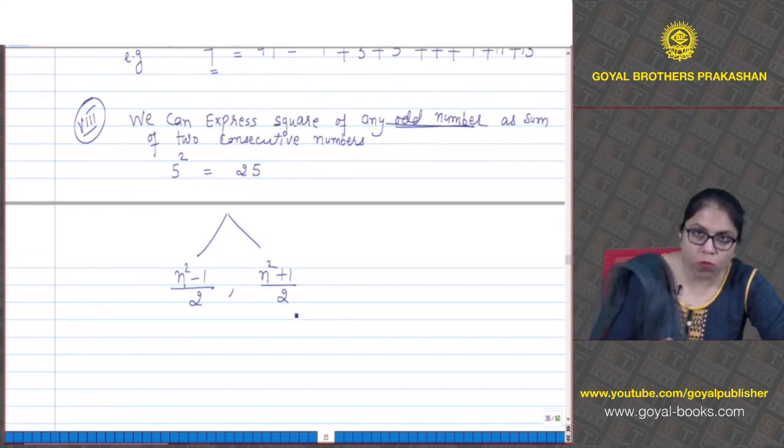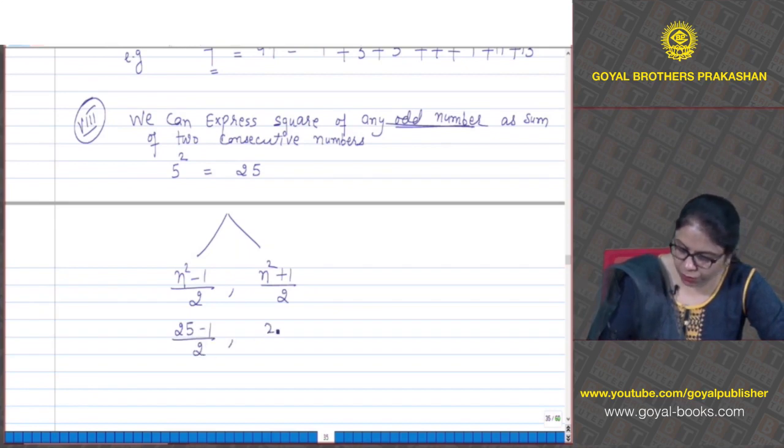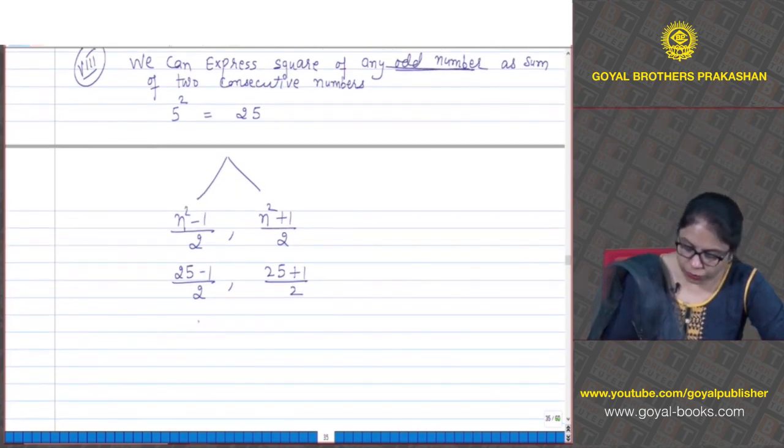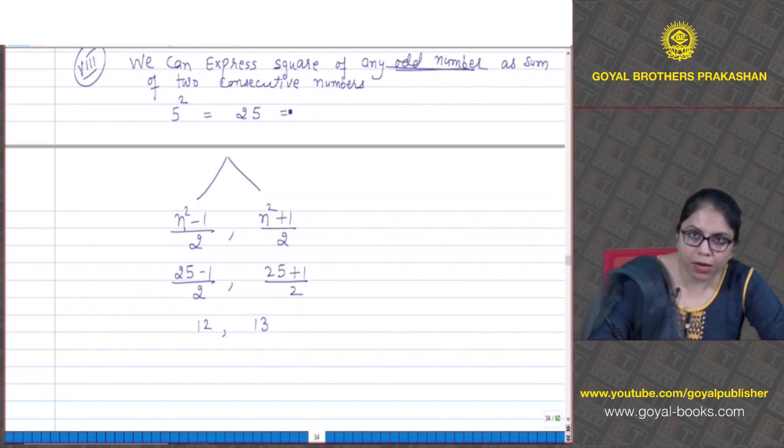So here n is what? n is 5 and n square is 25. (25 minus 1)/2, (25 plus 1)/2. So we will get 12 and 13. That means how can we write 25? We can express it like 12 plus 13.